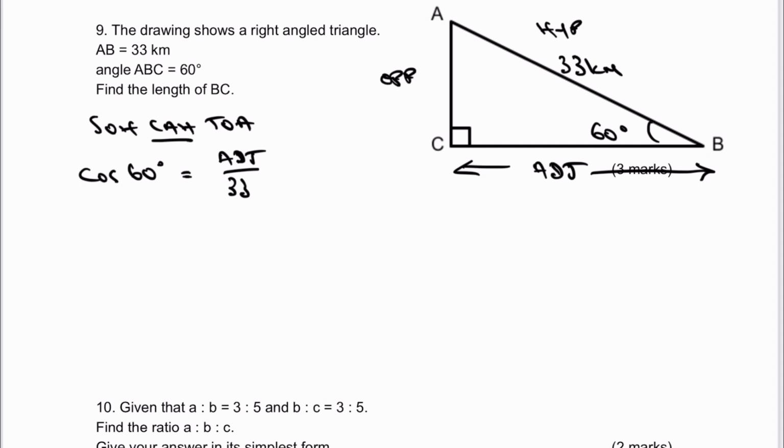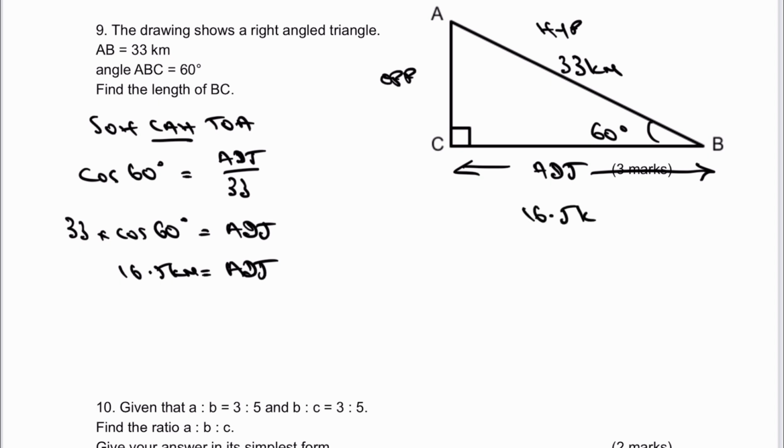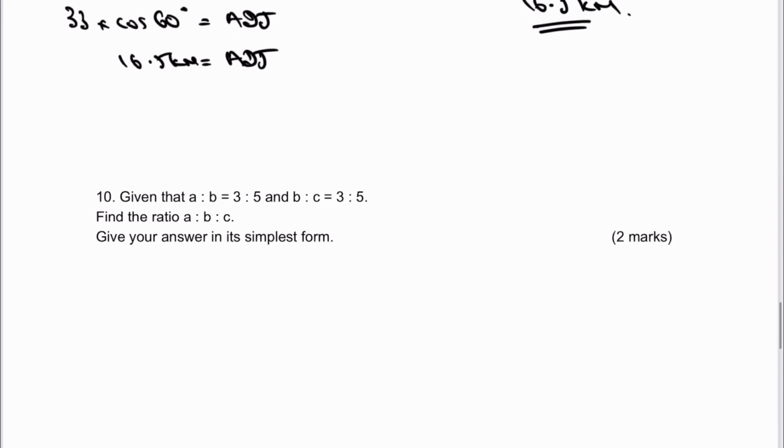Okay, so if I multiply both sides by 33, I get 33 times the cosine of 60 is equal to the adjacent, and if I pop that in my calculator, these are always calculator type problems, I'm going to get that as 16.5 kilometers, and that would be the answer to this particular question, 16.5 kilometers. Okay, now just as a point here, always don't forget that it's going to be smaller than the hypotenuse on a triangle. The hypotenuse is always the longest side. Okay, let's move on then to question number 10.